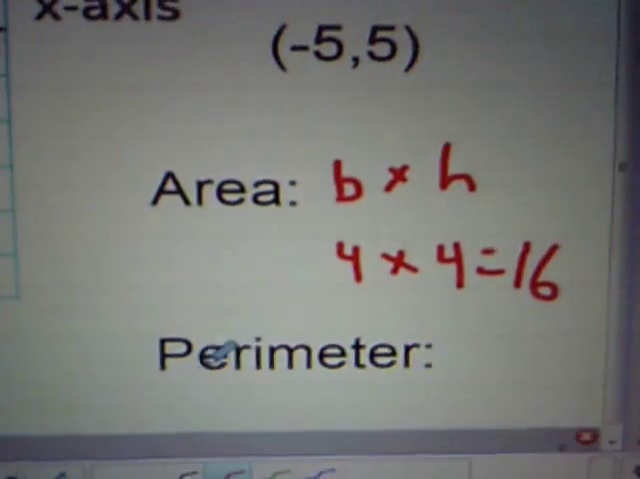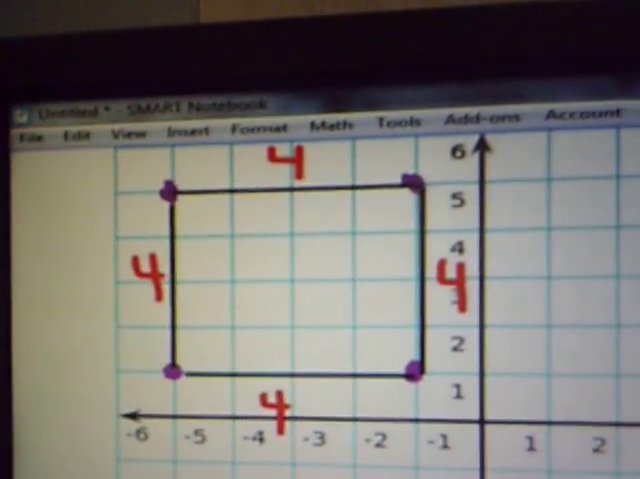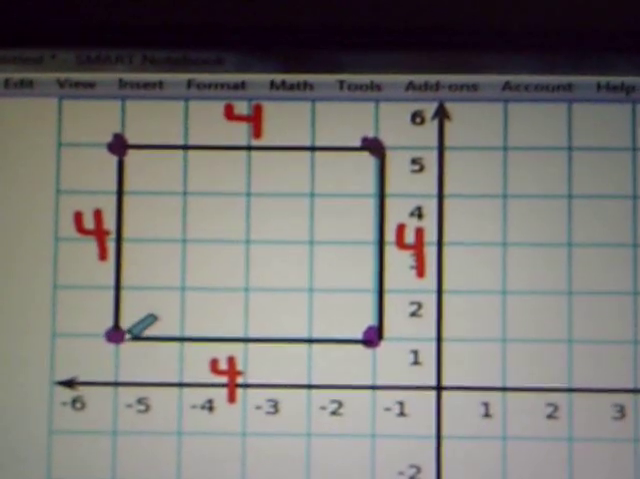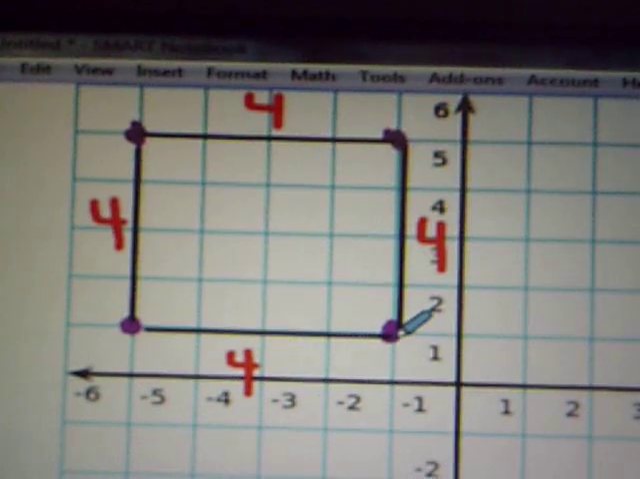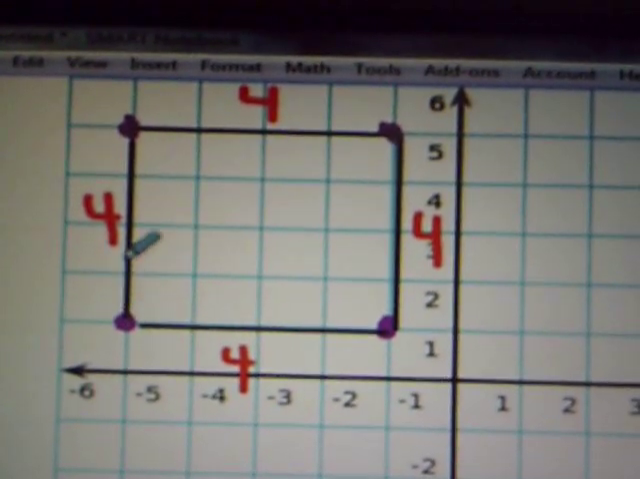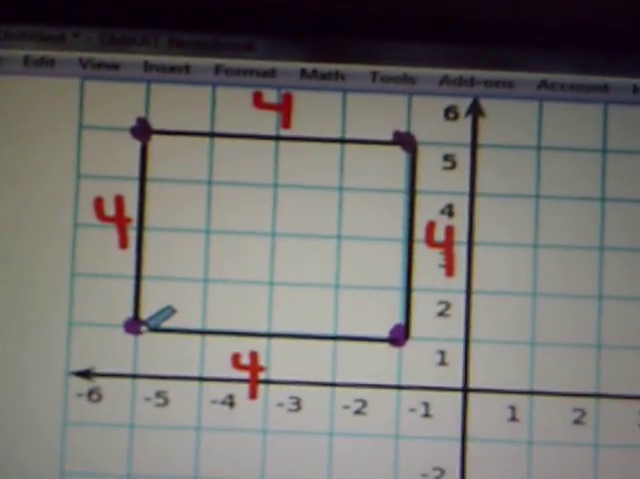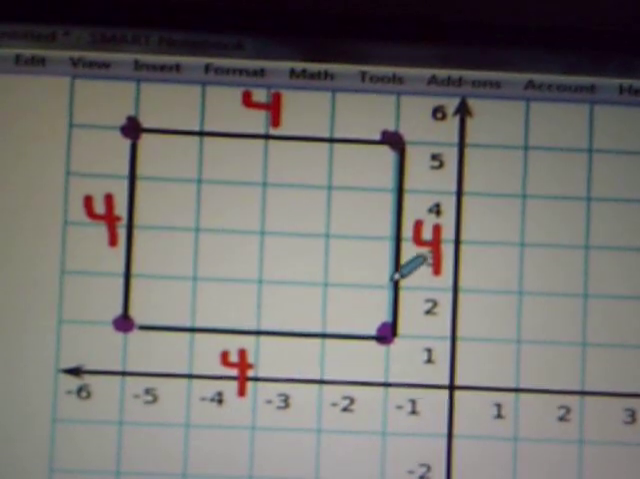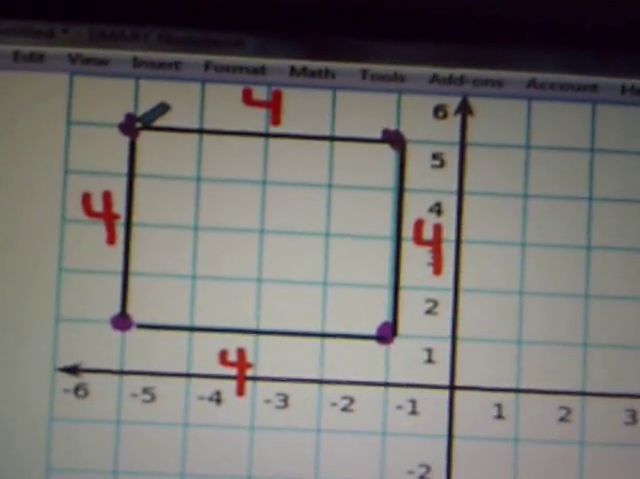Next, we can look at the perimeter. What is the perimeter of this square that we just made? Well, the perimeter is the distance all the way around, the total distance. So we must add all the side lengths together. And I tell the students to picture that they're starting at one point and walking all the way around. And they have to find the total distance that they walked. How far did they walk?